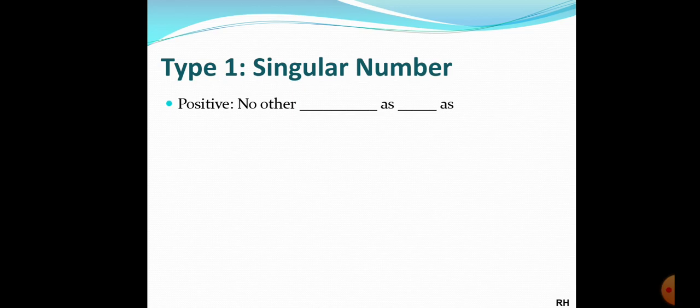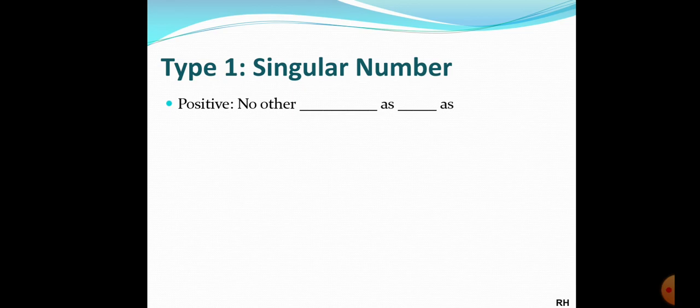So positive degree. Whenever you see a sentence like this, "no other dash as", okay, so "no other", then there must be the subject, then you will use "as", then in the underline you can see there is a blank space for the adjective, and then again "as". So let's say, no other man is as strong as. Strong is the positive degree, right? So "as dash as" is very important for positive degree, you need to remember. So whenever you see a sentence like this, "no other dash as", you need to quickly remember that this is type 1 singular number.